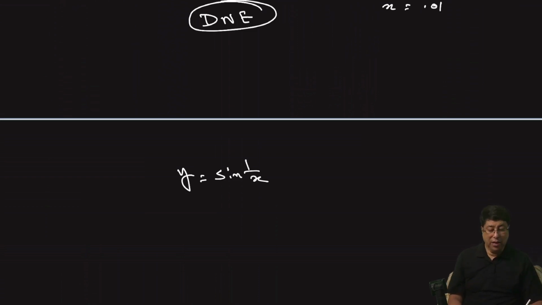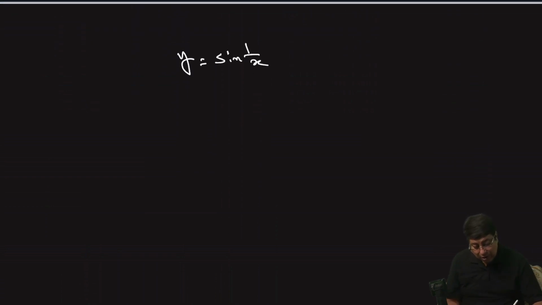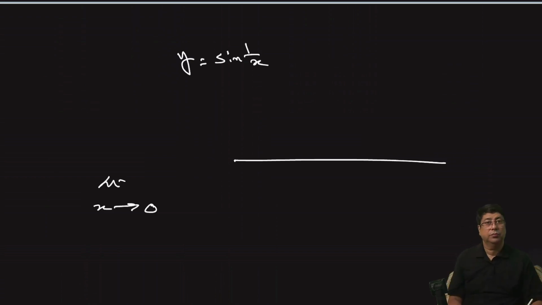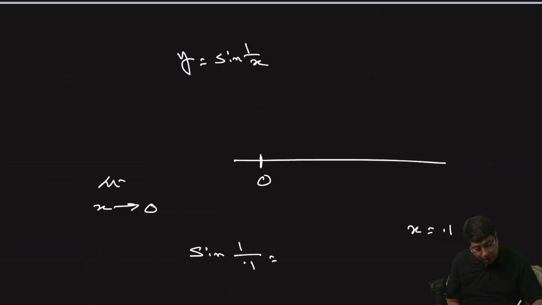Let's make the concept clear. Sine 1 by x, limit x tends to 0. x is not exactly 0. What is the value of sine 1 by x? Suppose if I put x equal to 0.1, then 1 by 0.1 is 10, so sine 10. It is some value, sine 10. Sine is a periodic function.